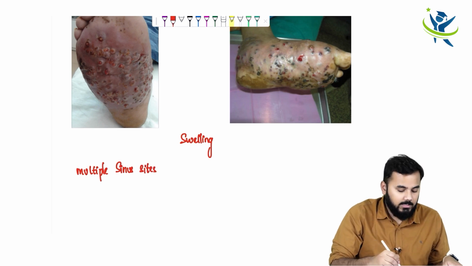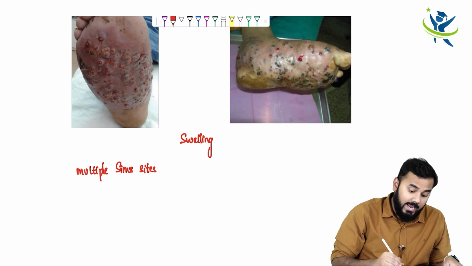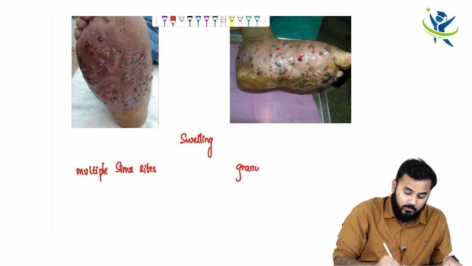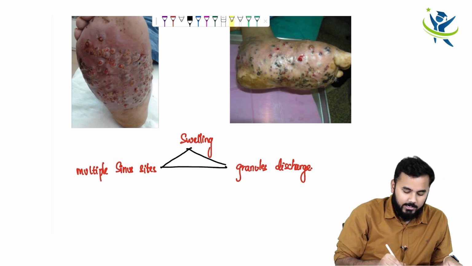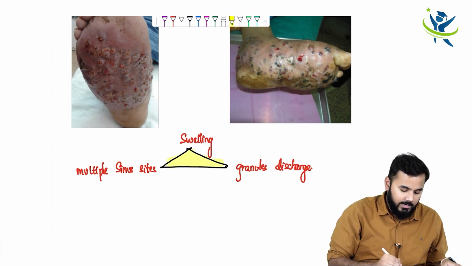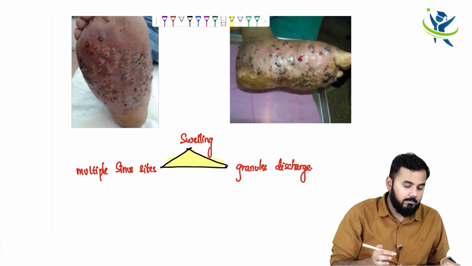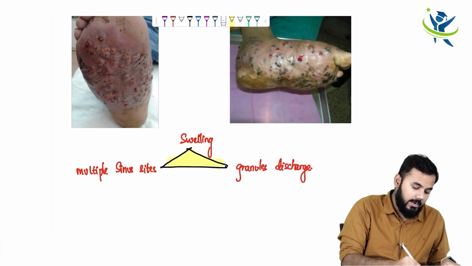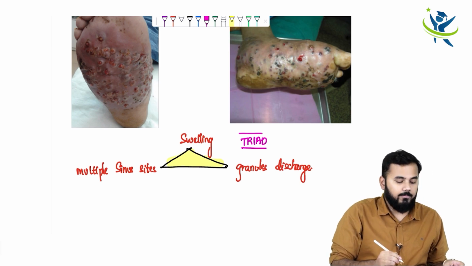Apart from this, I can also see the discharge, right? This discharge is called a granular discharge, because you will see granules in it. So all these three important things, that is swelling, multiple sinus sites and granular discharge, together form a triad, isn't it? So this is called the triad for Mycetoma. This is how you diagnose Mycetoma, right?